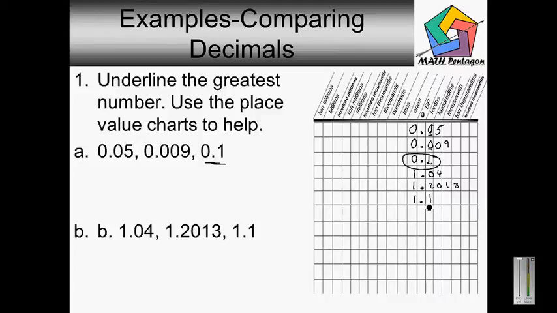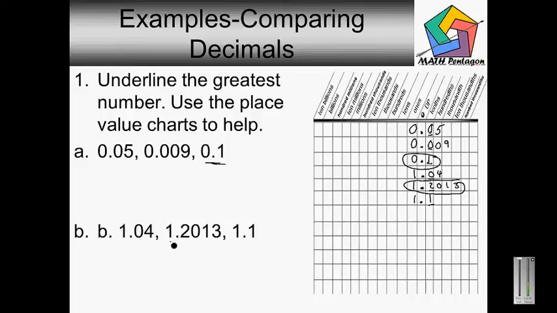We have our decimal point here. Then we look at the tens column. We have a 0 here, we have a 2 here, and we have a 1 here. So the 2 is the biggest. So this is automatically the largest and greatest out of the three numbers.